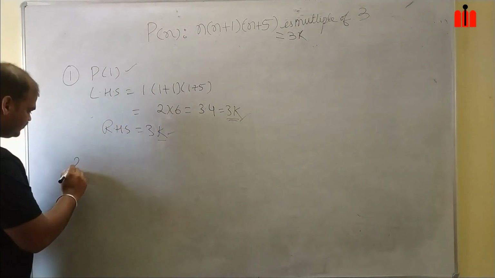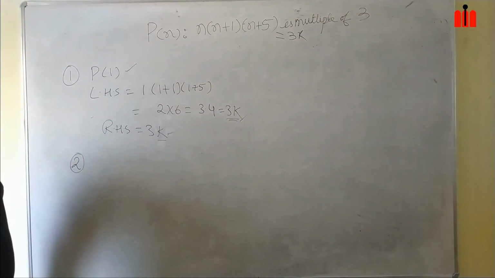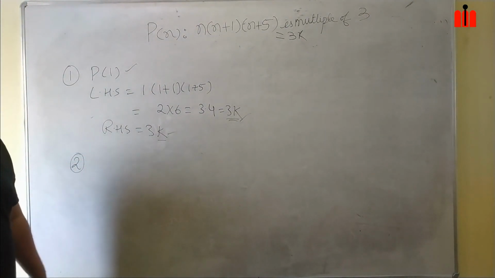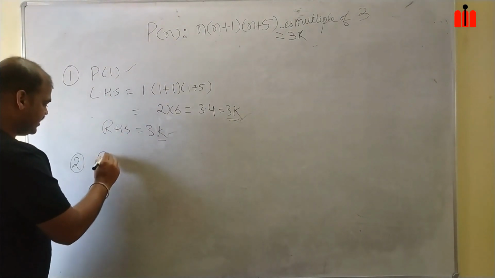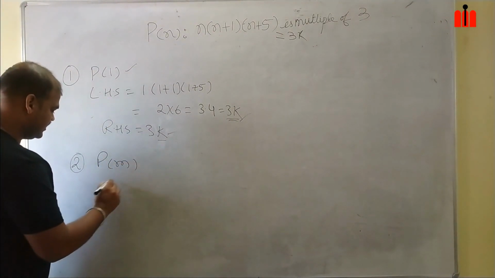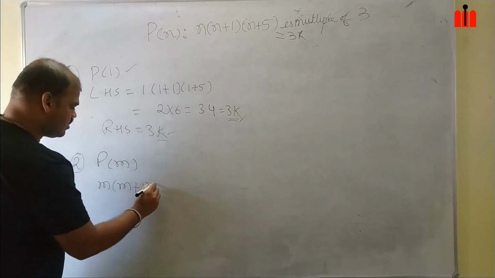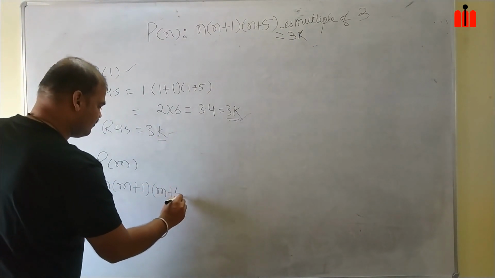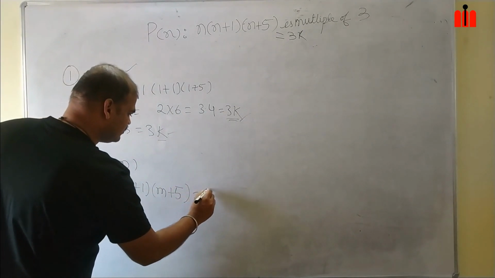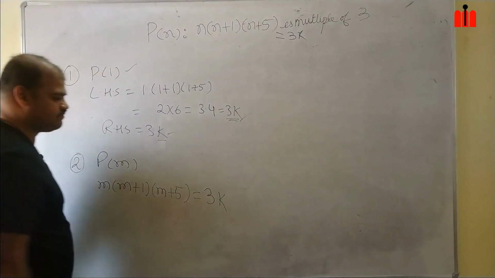Now, second, we have to come up with a concrete statement. So for Pm, we will write that m, m plus 1, m plus 5 is equal to 3k.